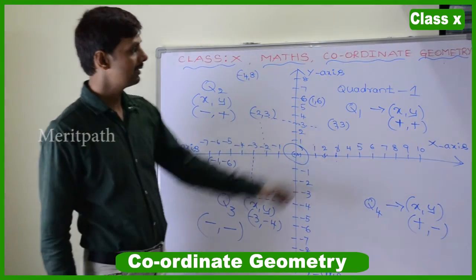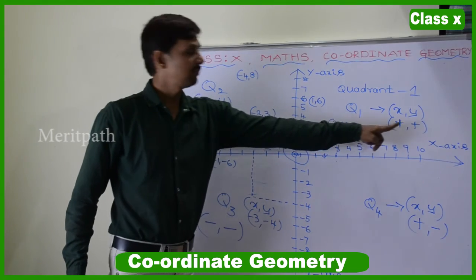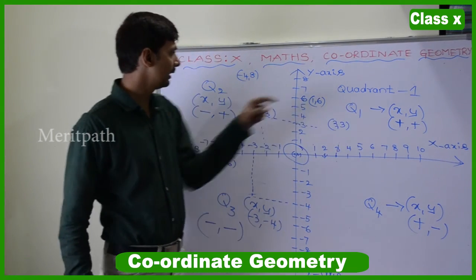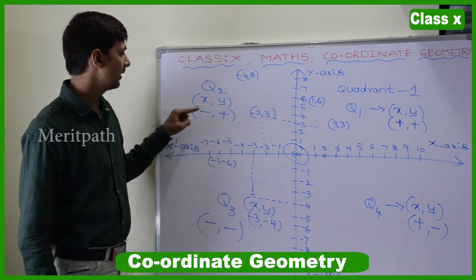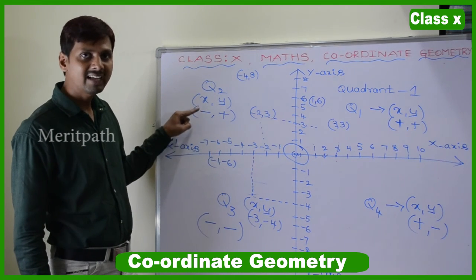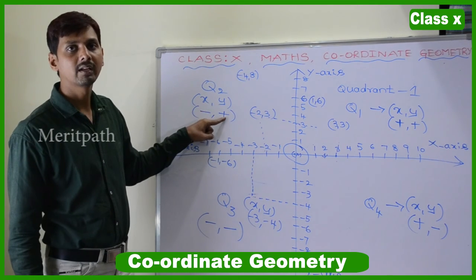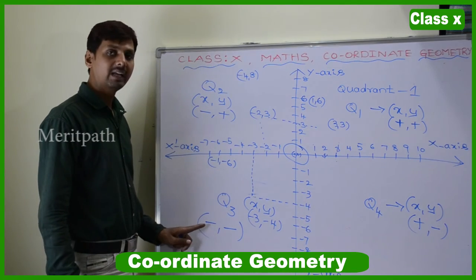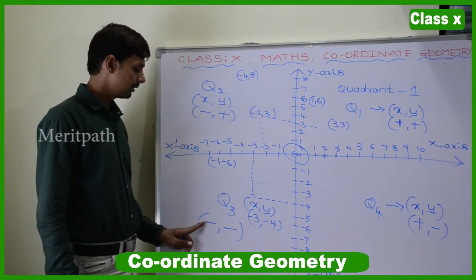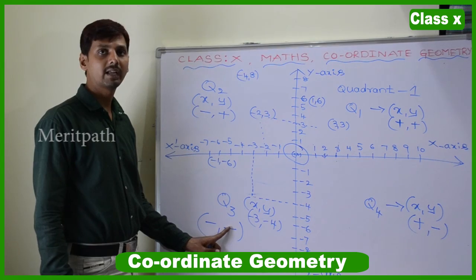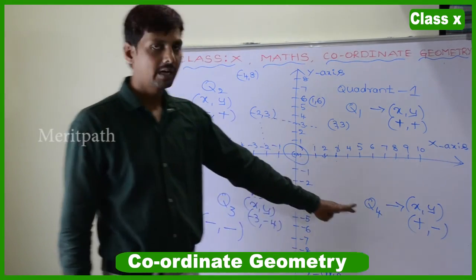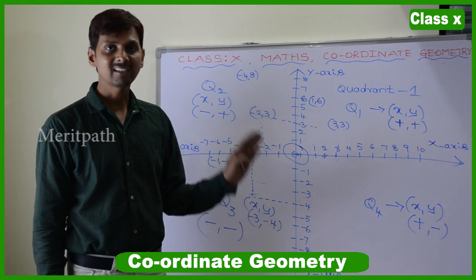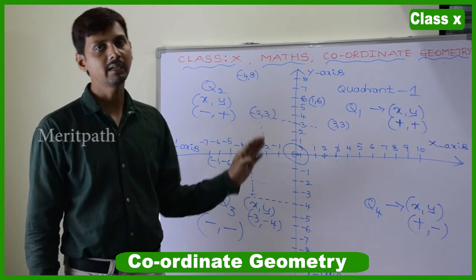Let us recall again. Quadrant 1 will be getting plus and plus. Both coordinates of the ordered pair will be positive. And in quadrant 2, the first coordinate, that is the x coordinate, is negative and the y coordinate is positive. And in the third one, the first coordinate is negative and the second coordinate is also negative. And in the fourth quadrant, the x coordinate is positive and the y coordinate is negative.